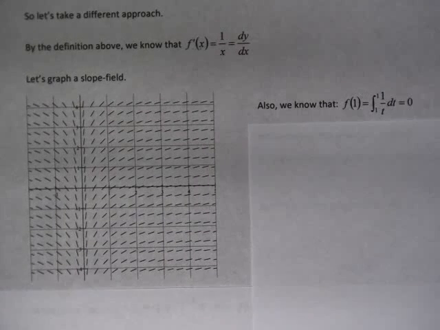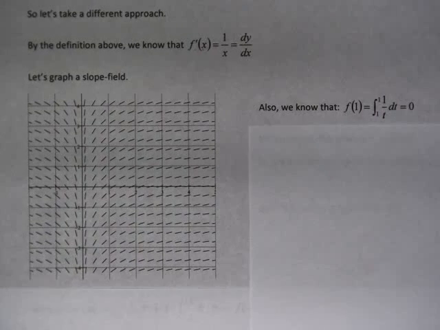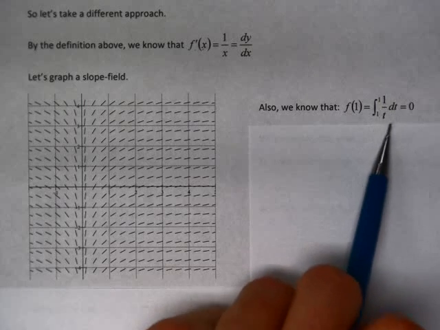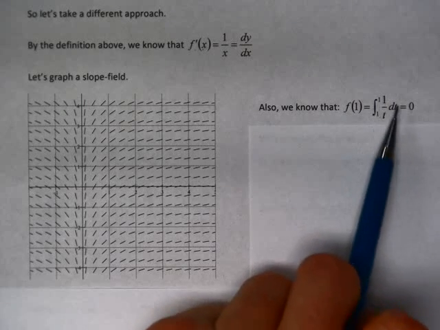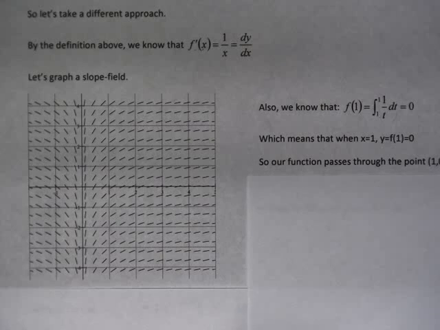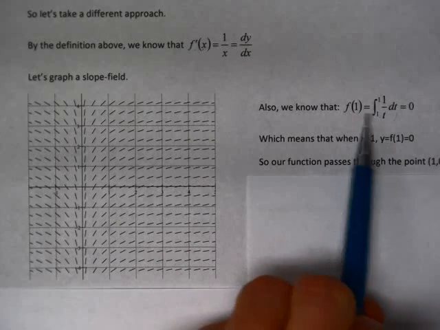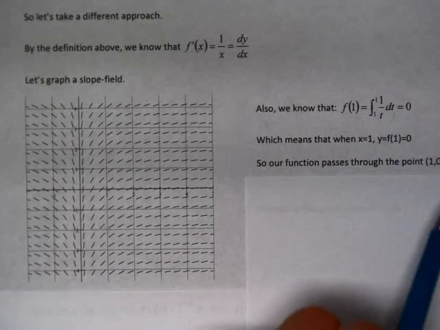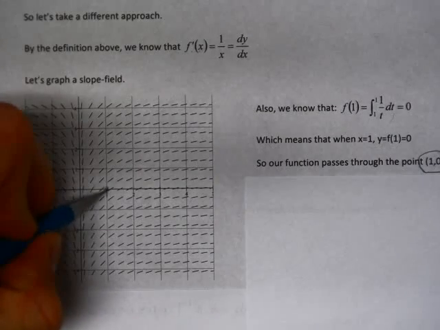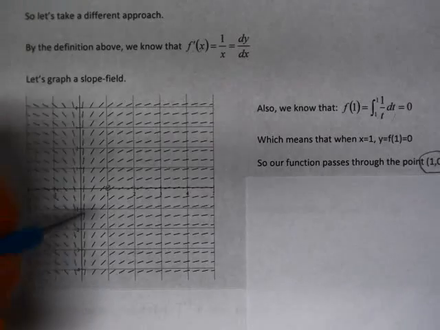We also know that f of 1, if we plug in x equals 1, we do the integral from 1 to 1, and no matter what this is, we don't have to know the antiderivative of this. We know if the lower and upper limits are the same, then that definite integral is equal to 0. So when x equals 1, our function value is 0. That gives us a point at (1, 0). So that gives us a point right about there.